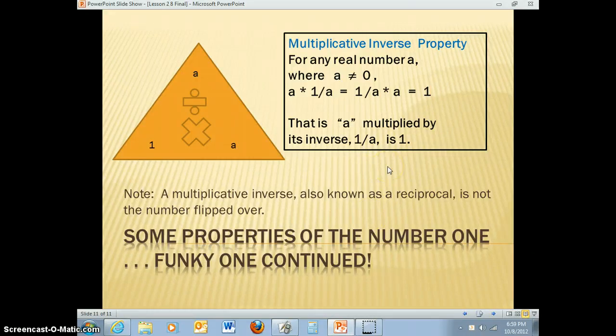Now remember, I've got to do the same thing to the right side. So don't forget to do that. Multiply both sides by 4/3.